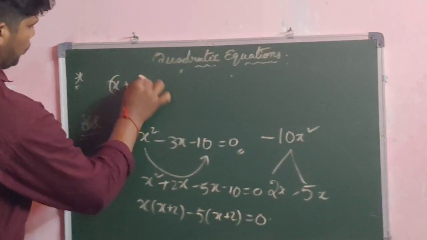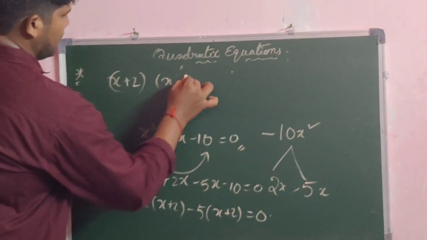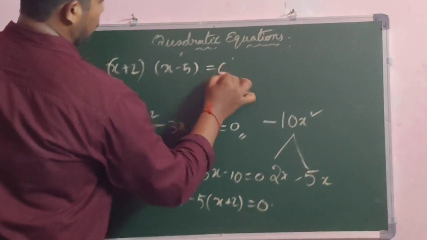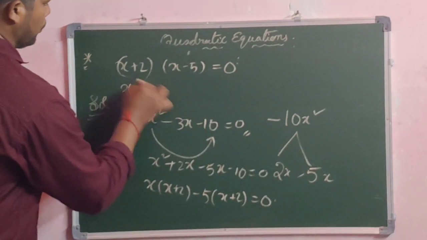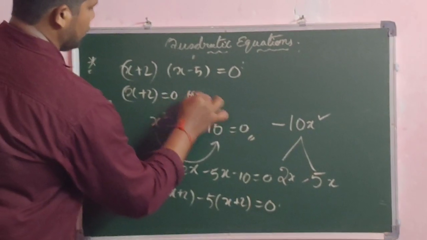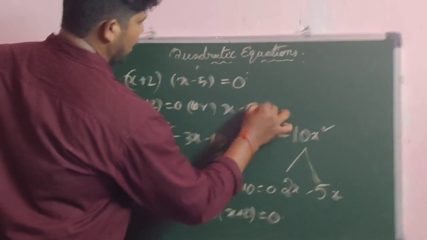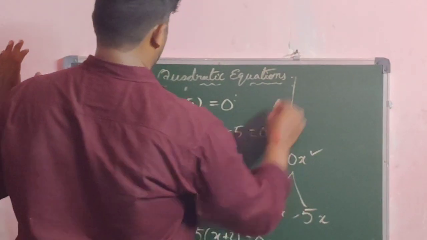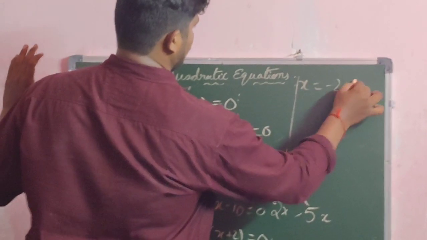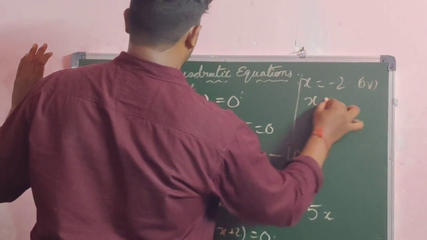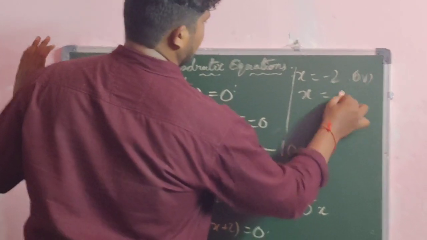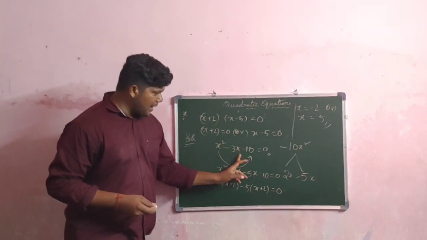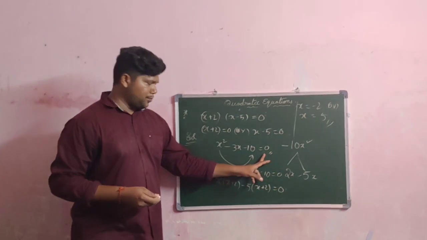(x plus 2)(x minus 5) equal to 0. So x plus 2 equal to 0 or x minus 5 equal to 0. Then x is equal to minus 2 or x is equal to 5. That's it. Explanation: x square minus 3x minus 10 equal to 0. This is the textbook method.